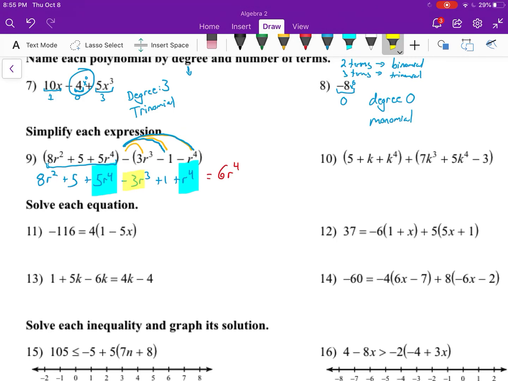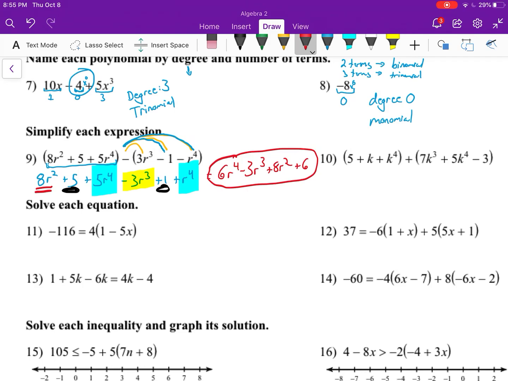Let's look through here. Here's a -r cubed. Well, there's no other r cubed, so that just stays -3r cubed. Nothing else to add it to. Next, we have an 8r squared. Well, that's the only r squared, so we'll put plus 8r squared. Continuing, we don't have anything with just an r in it, so then we have 5 and 1 are our constants. 5 plus 1 is 6. So we have plus 6. And that is that expression simplified.